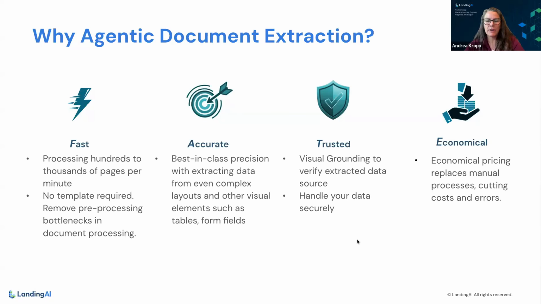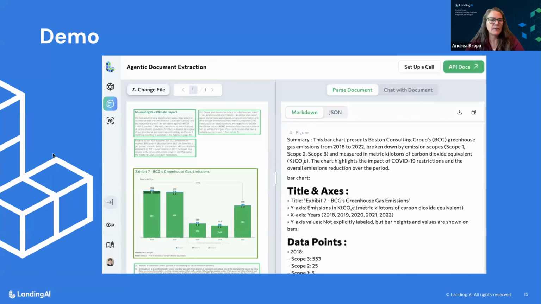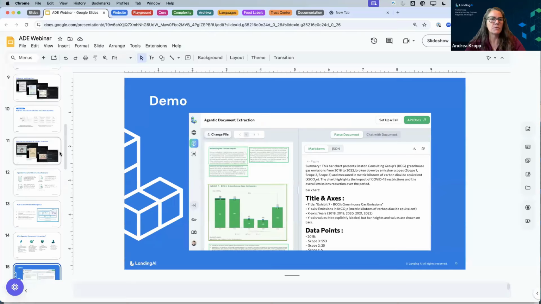Trusted, you'll see the visual grounding, that every extraction can be tied back to exactly where in the document that came from. And lastly, economical. So whether it's replacing manual processes or being able to improve your costs on document extraction you're already doing, I think you'll find this service quite economical. So the acronym is FATE. And with that, let's get out of these slides and into the visual playground.